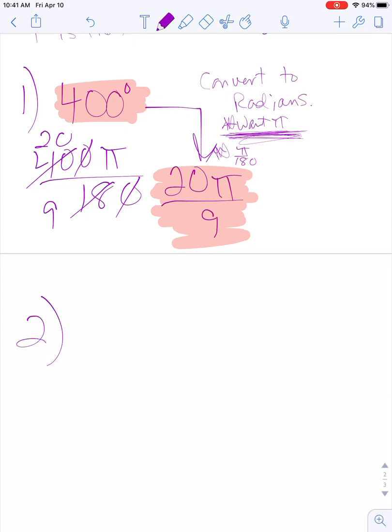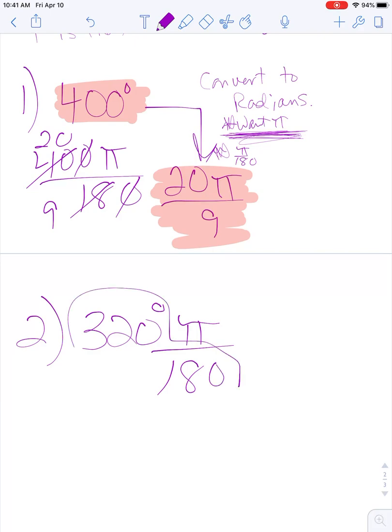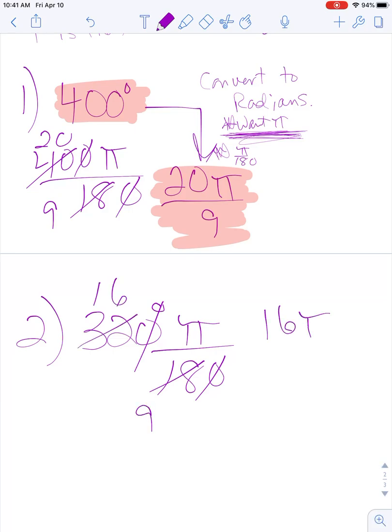Okay, so let's do 320 degrees. I want radians, I want pi, I multiply by pi over 180. And then I'm going to reduce. Again, you can go to the calculator, you can plug that in as a fraction and reduce it. I'm going to reduce it the old-fashioned way. So I divide it by 10, and then I'm going to divide by 2 again, I guess. And so I get 16 pi over 9. Oh, another 9 in the bottom. That's just by coincidence. So this, again, is the radian equivalent to 320 degrees.